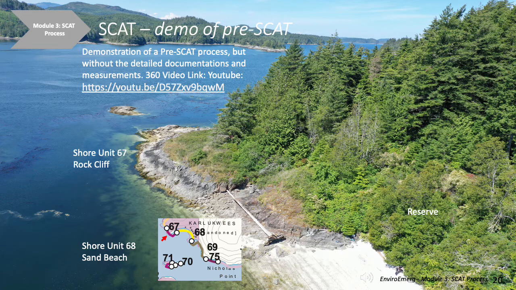Next, you note that the shoreline has shoreline unit numbers and that these correlate with the shoreline coastal map insert at the bottom. For SCAT, it's imperative that all data is linked to a shoreline unit. Shore unit reflects its geomorphology. Shore Unit 67 is a rock cliff, whereas Shore Unit 68 is a sandy beach.